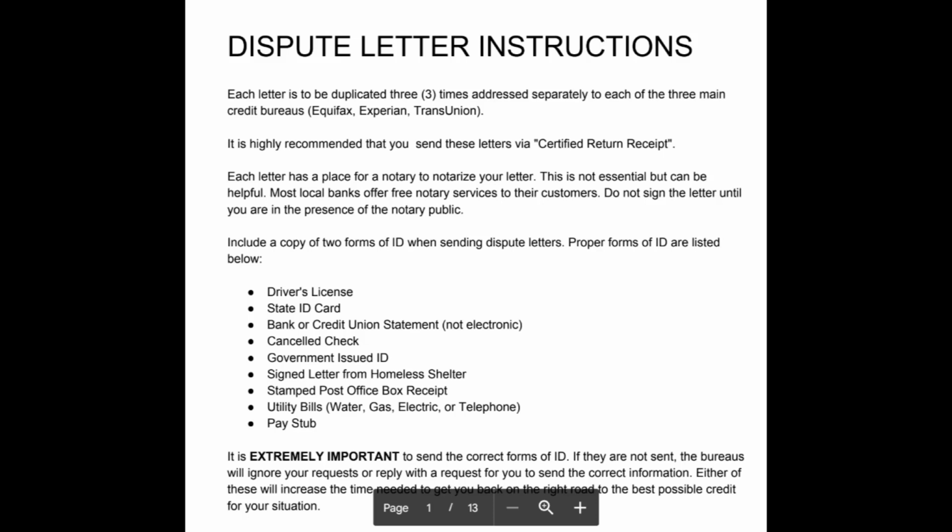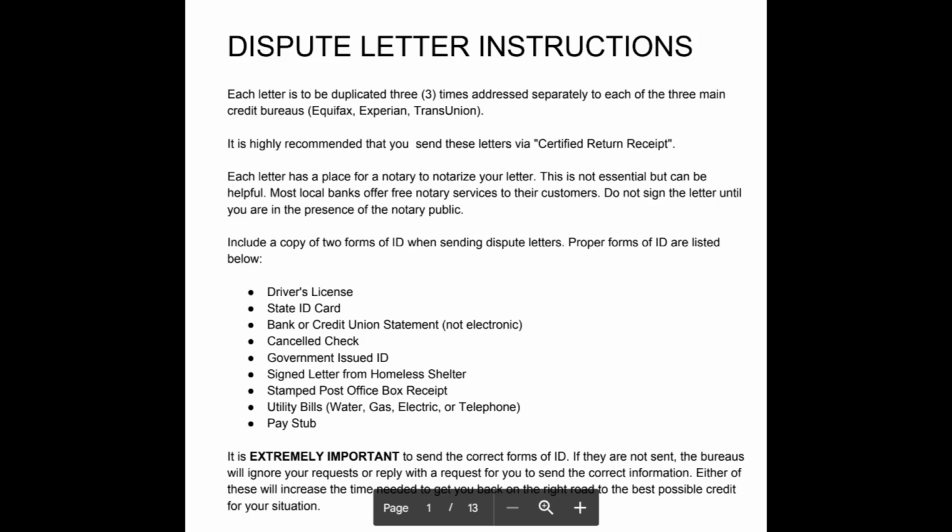If they are not sent, the bureaus will ignore your request or reply with a request for you to send the correct information. So either of these will increase the time needed to get the books right, to get the book on the road and the best possible credit for your situation. So keep that in mind.